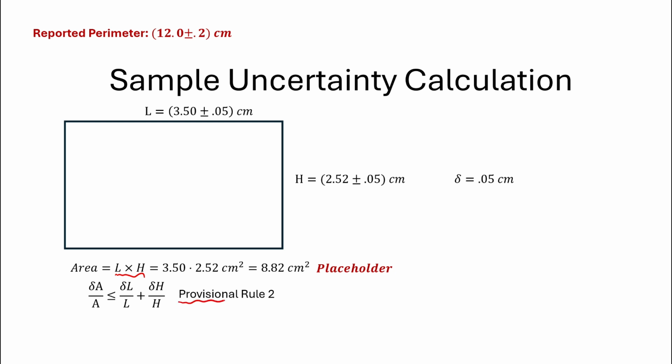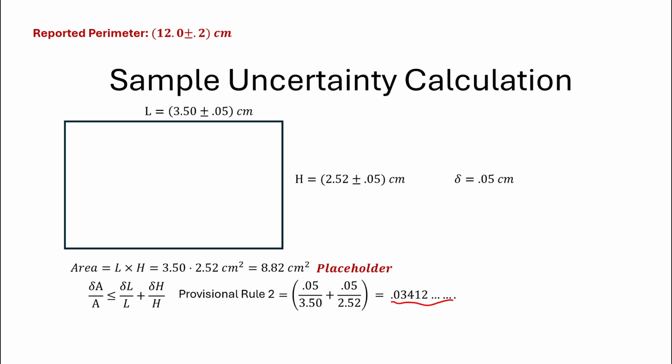And so we go to provisional rule number 2, which is for products and quotients, the fractional uncertainty, in other words, the actual uncertainty divided by how big the thing is, the percent of how unsure you are, you find that it is less than adding the fractional uncertainties of the things that go into it. Okay, so here we're multiplying, but it's also true if we were dividing or squaring or any of those other things, we would use that same rule. So if I multiply all this out, and on my calculator, I'll tell you, I get this crazy weird number.